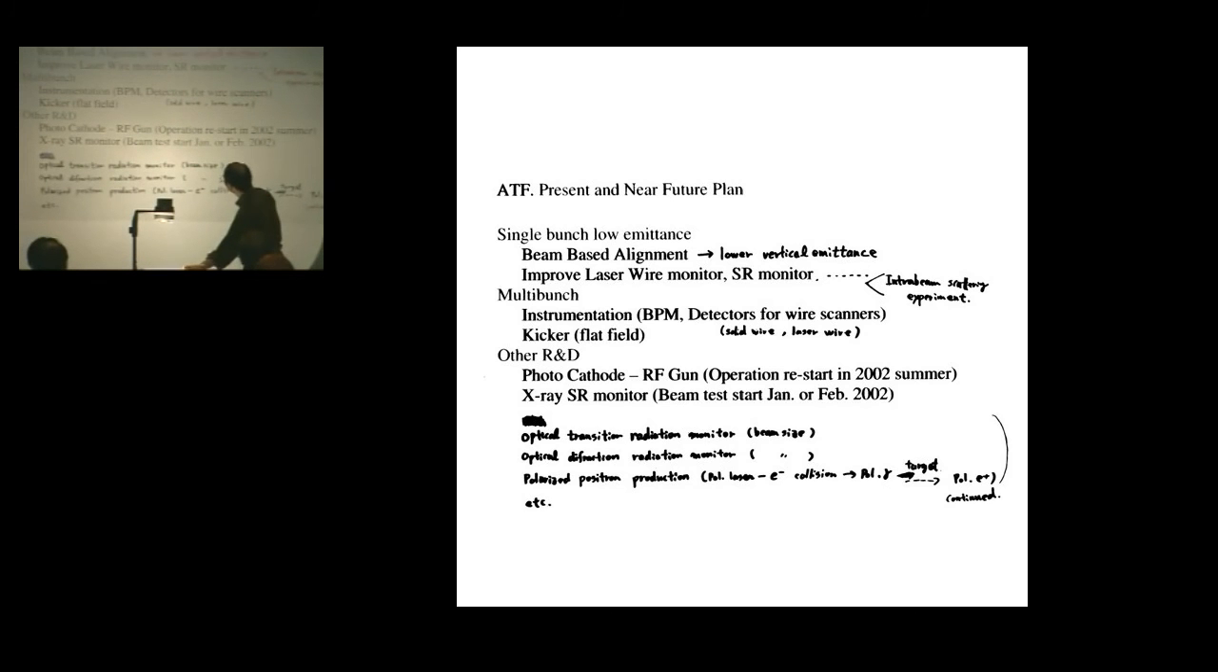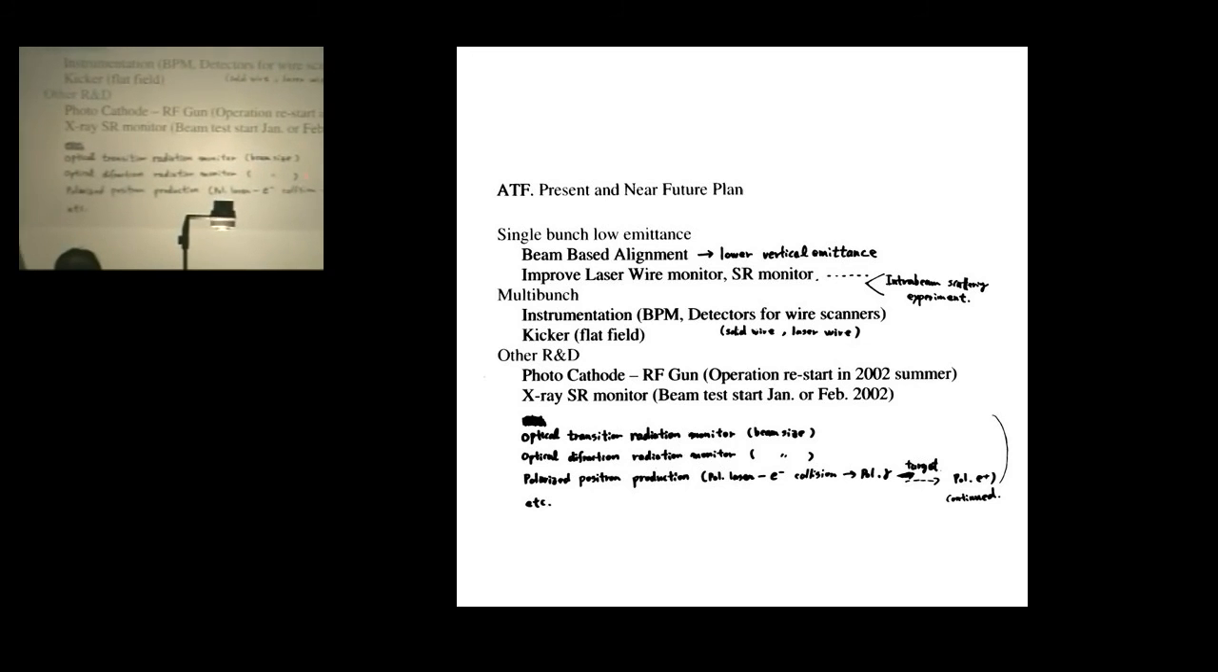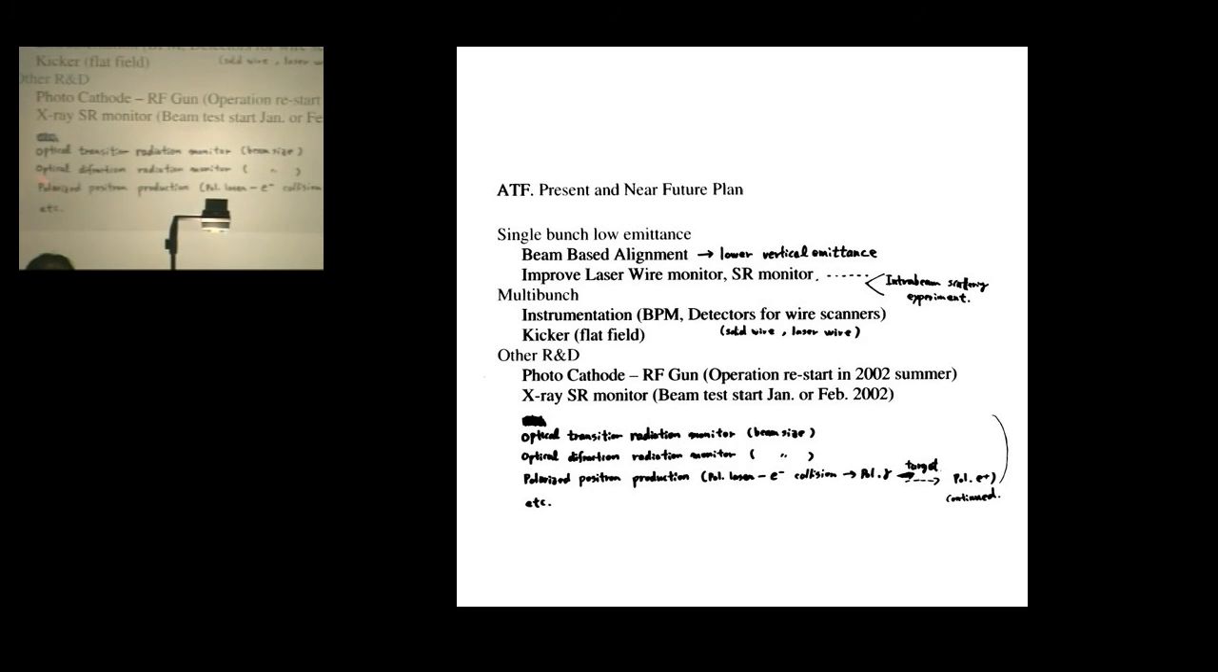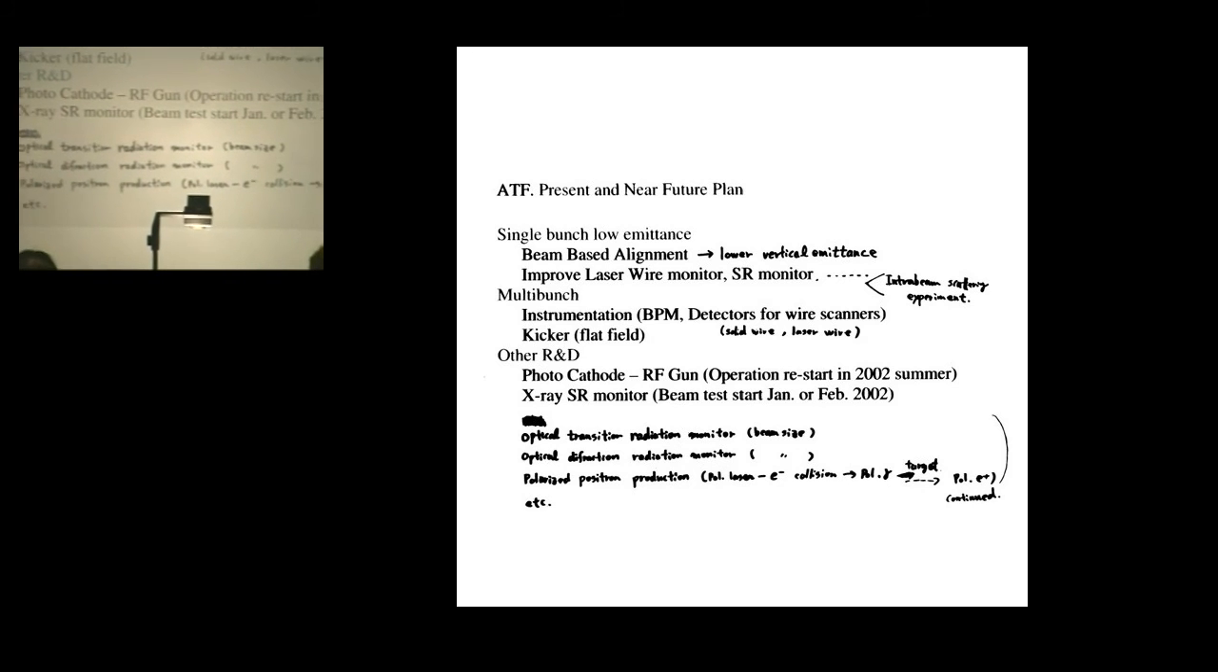Then now we are almost ready to test the X-ray synchrotron radiation monitor. Now we use visible light, but an X-ray monitor can be more accurate than the normal one. Then there are other projects like the optical transition radiation monitor and optical diffraction radiation monitor for beam size measuring, and also we're doing a polarized positron production test in the extraction line.